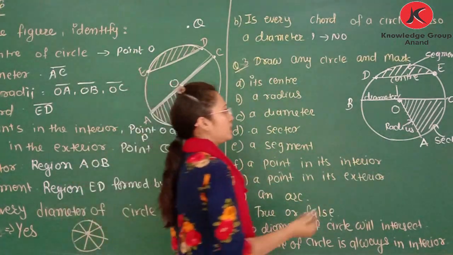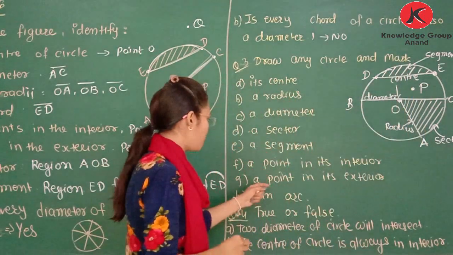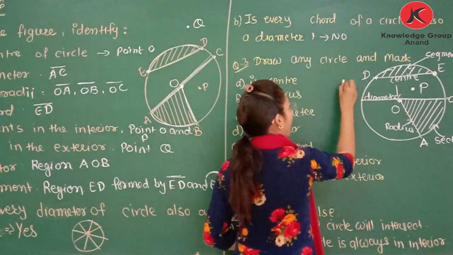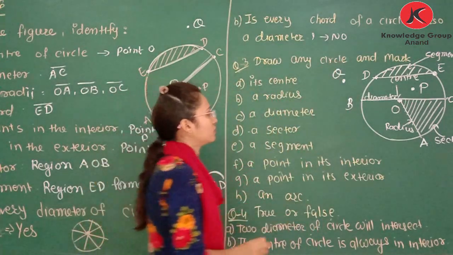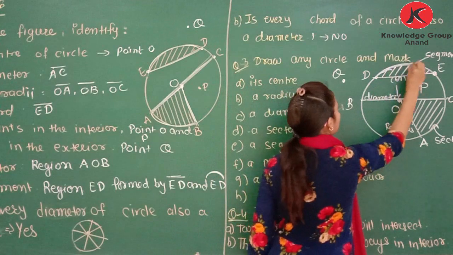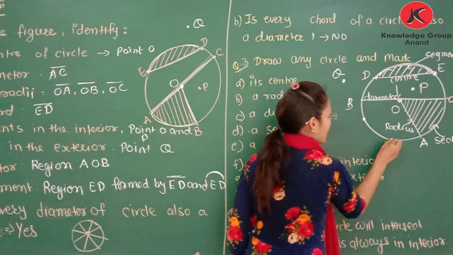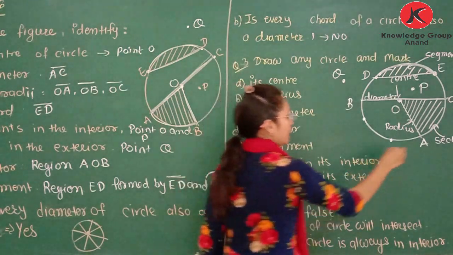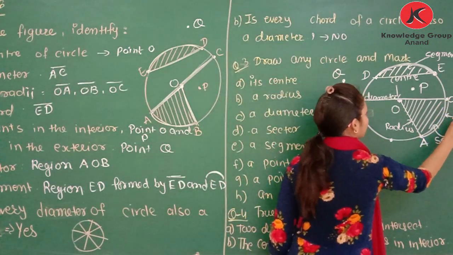Now a point in its interior. Let's draw one point in the interior, P. And a point in the exterior, outside the circle, Q and R. So you can consider this as an arc, or you can draw another arc like this. AC is also an arc.